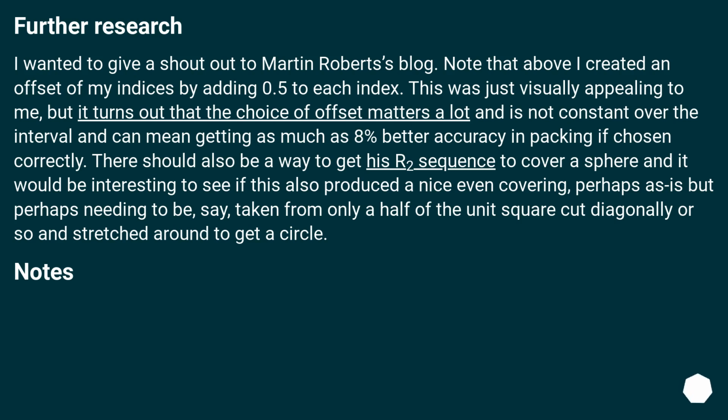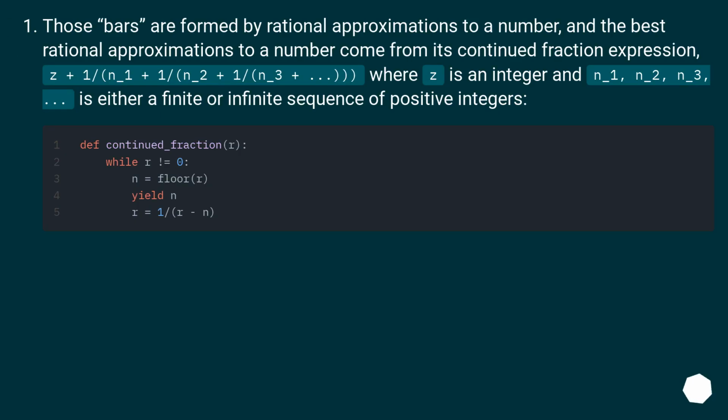Notes. Those bars are formed by rational approximations to a number, and the best rational approximations to a number come from its continued fraction expression, z plus 1 slash n_1 plus 1 slash n_2 plus 1 slash n_3 plus ..., where z is an integer and n_1, n_2, n_3, ... is either a finite or infinite sequence of positive integers.